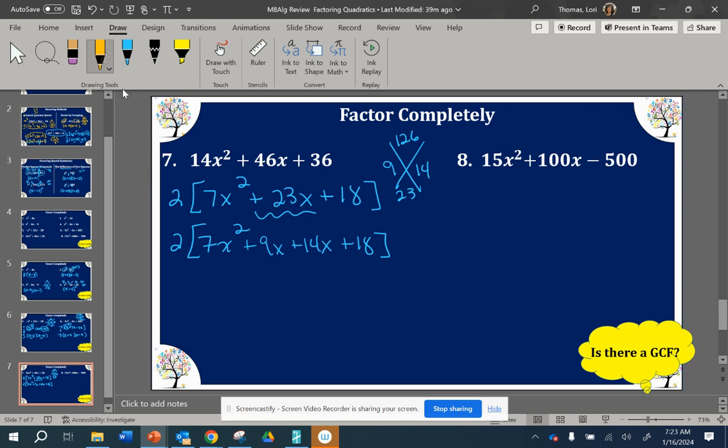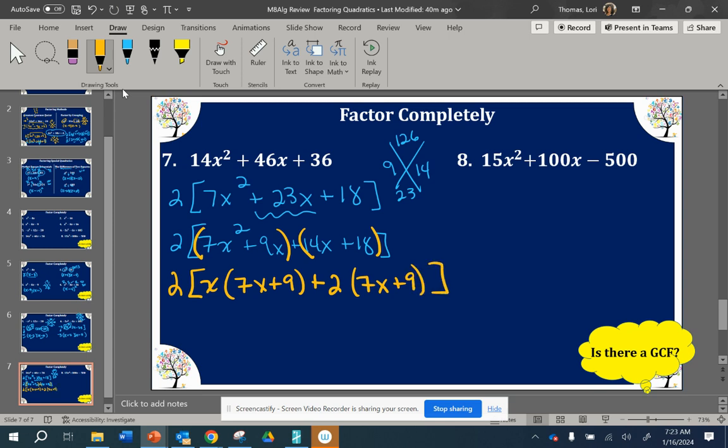And now let's group the first two and the last two. Bring down your GCF. We can factor out an x from our first binomial, leaving us with 7x plus 9. Bring down your plus. We can factor out a 2, and we're left with 7x plus 9. So that indicates we are on the right track. Bring down your GCF. We have 2 times x plus 2 times 7x plus 9.